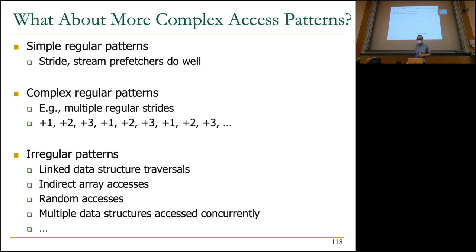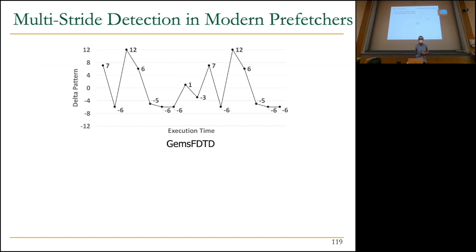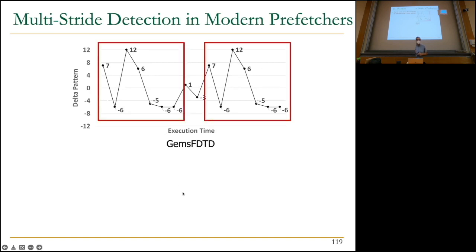Now your prefetcher needs to be more intelligent. This is one example from a real program. You see the execution time, and this is the stride pattern, if you will. You can see some regularity over here. This sequence of strides keeps getting repeated because of the data structure access patterns. It's predictable, but you need a prefetcher that can predict this.